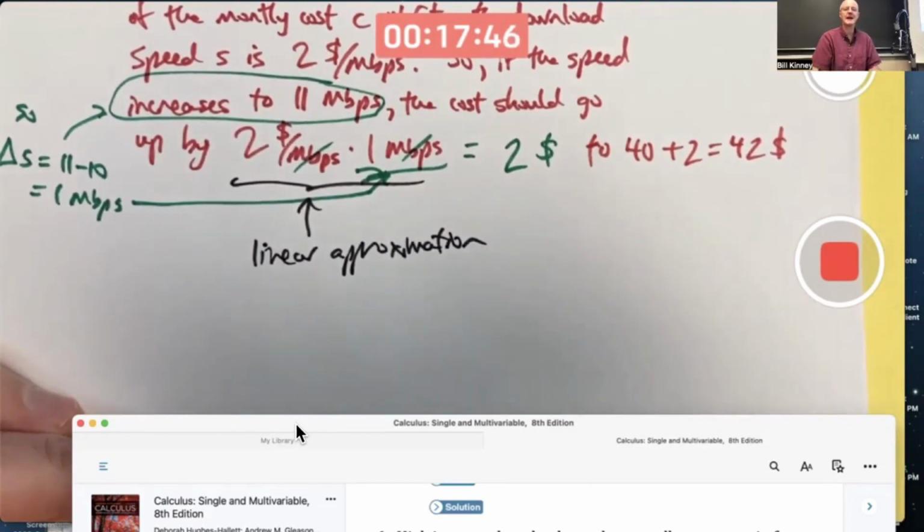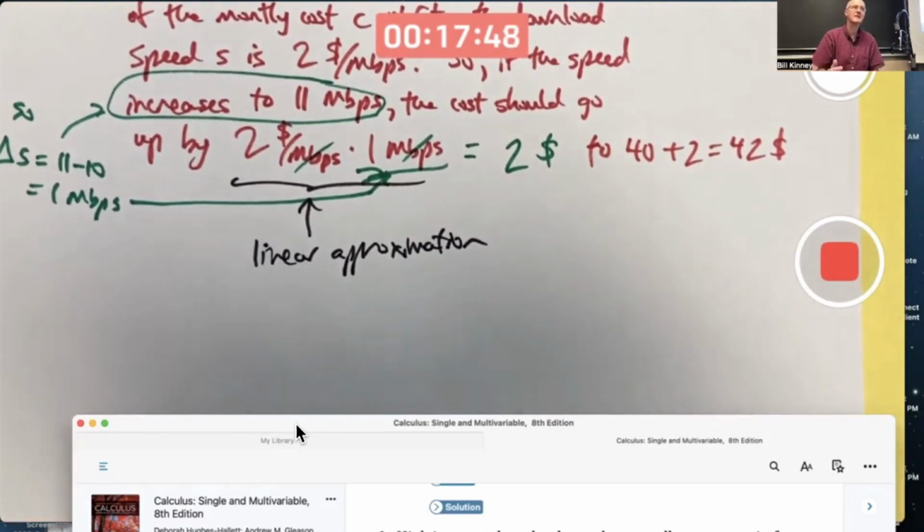I used it in this case with delta S, the change in the speed, equal to 1 megabyte per second. But I don't have to use it just for a 1 megabyte per second change. I could use it for a 0.1 megabyte per second change, or a 1.7 megabyte per second change. Delta S can really be anything, though the approximation is going to be better the smaller delta S is.